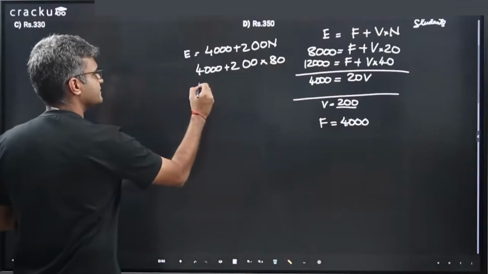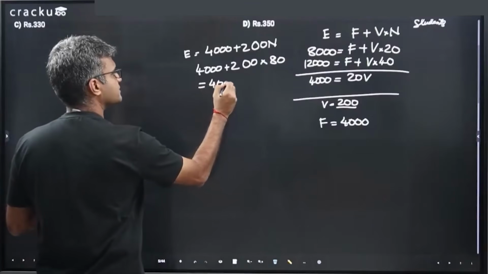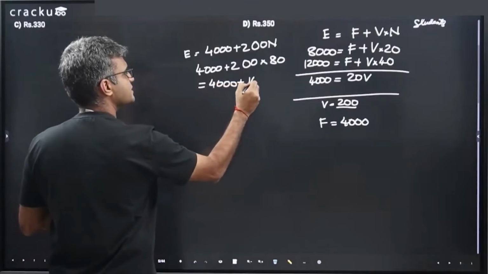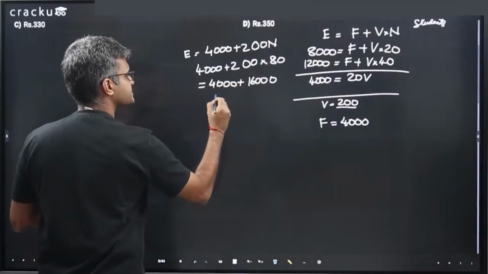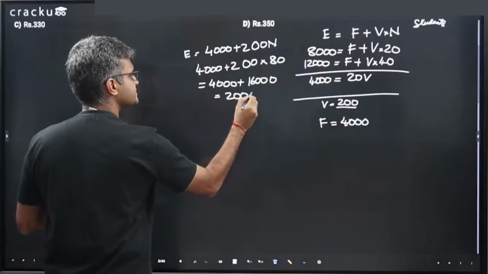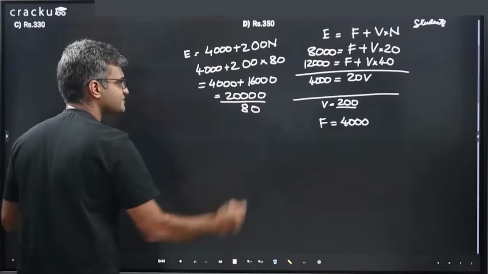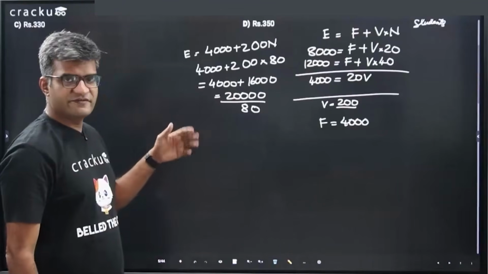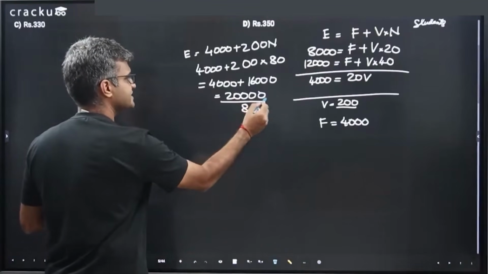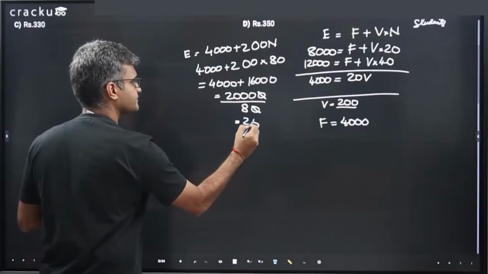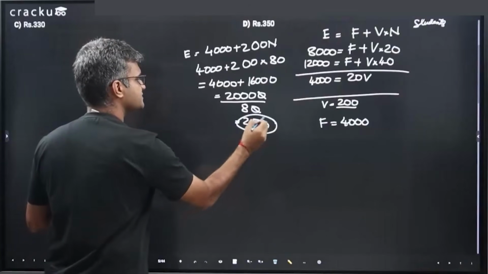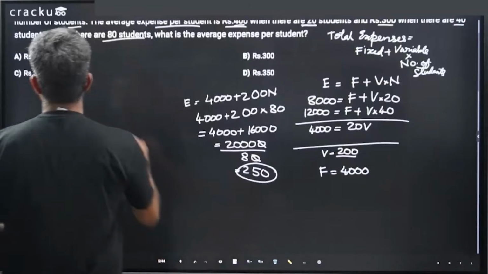So the total expense will be 4,000 plus 16,000, which is equal to 20,000. This is the total expense, and the number of students is 80. So the average expense will be 20,000 divided by 80, which is equal to 250. So the answer for this question is option A.